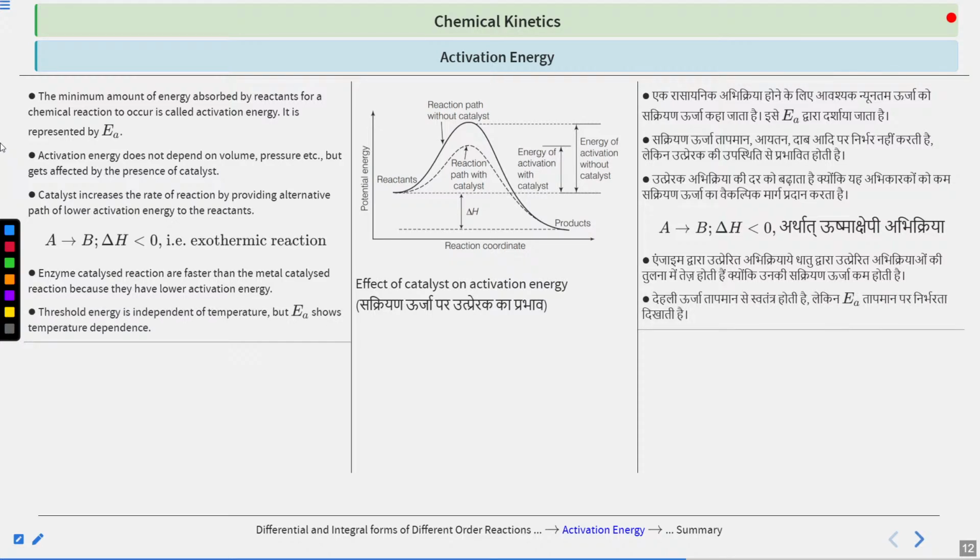Now what is threshold energy? So threshold energy is independent of temperature. Okay, but this Ea is dependent on temperature. So Ea is what? Ea is the energy difference between the reactant and your intermediate. So if you increase the temperature, the reactant energy will increase, and hence this difference will go down. Okay, this difference will go down and your activation energy will become less. Whereas the threshold energy is not dependent upon temperature, right?